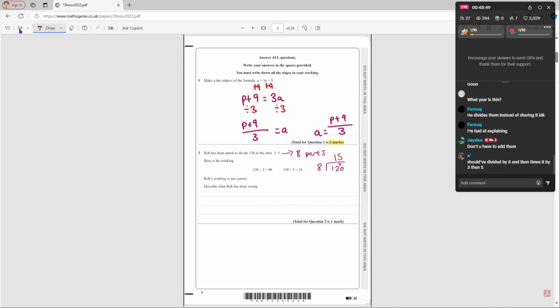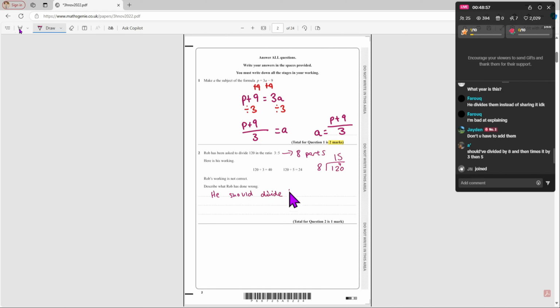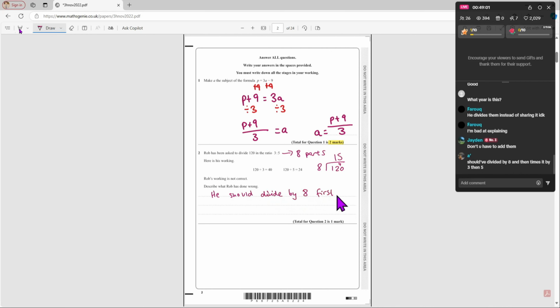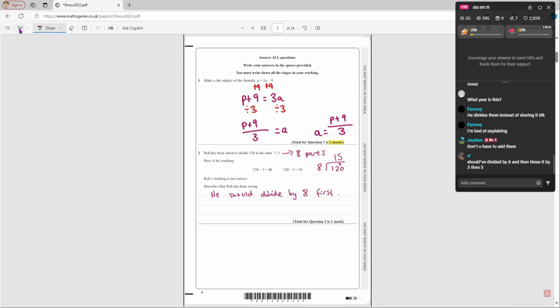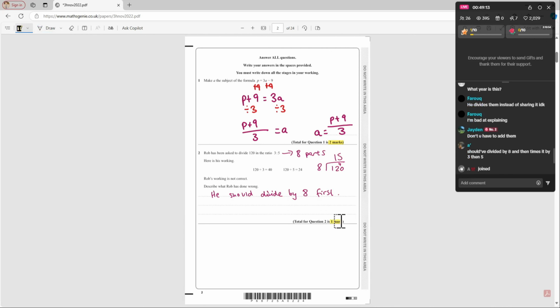So what we're going to write, he should divide by 8 first. And that will literally give you the mark. That is the mistake he did, okay? He's supposed to divide by 8 first, and then times it by the two ratios. So times it by 3, and then times it by 5, and that will give you your answer. And that is worth 1 mark.